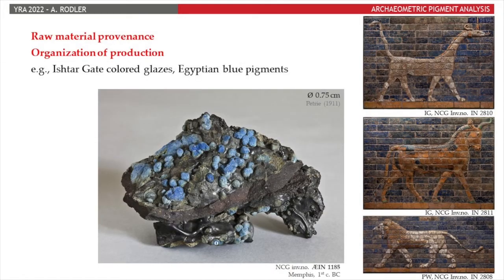Okay, so next I would like to show you a couple of examples of some previous research on raw material provenance, like I mentioned a couple of times now. We look at this now with a few examples, and then also the organization of production. So here are examples for the Ishtar Gate, the colored glazes that you can see here to the right, and then right below the text, Egyptian blue palettes. We'll look at these as well.